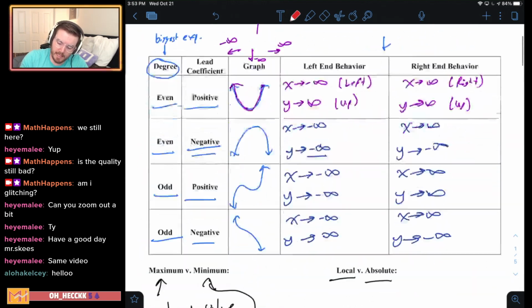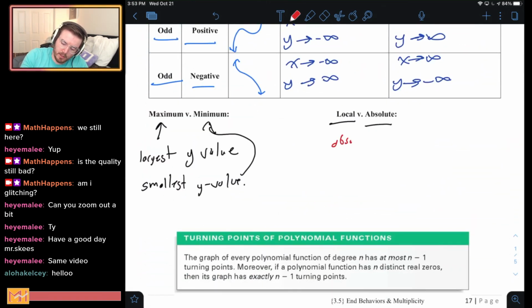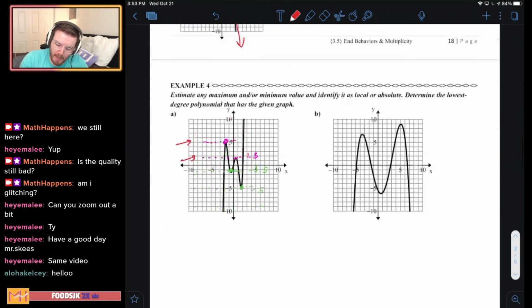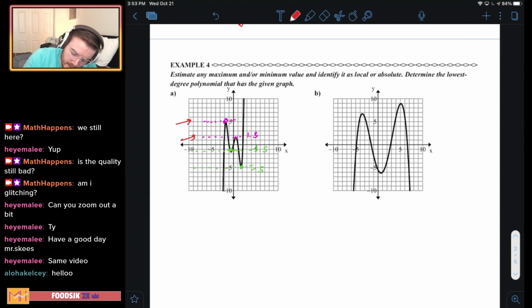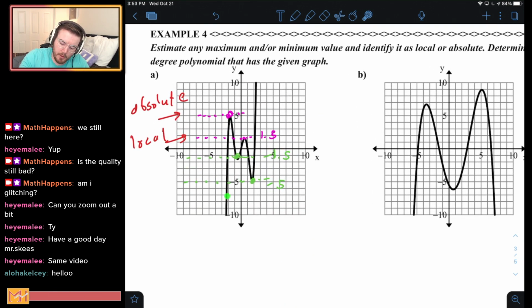So up here, I guess I could say absolute is the biggest max. There can be multiple maximums, but this one is the absolute and this one is local, right? Clearly they both have a peak. These are both maximums, but 5 is bigger than 1.5. This is the absolute max. This is the local max.